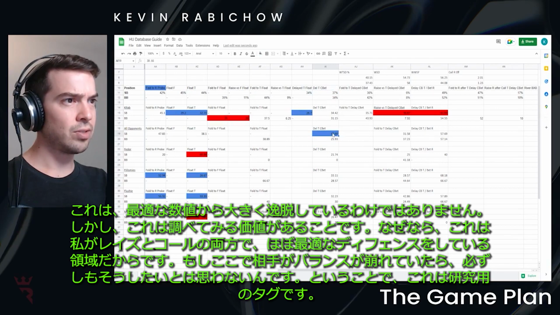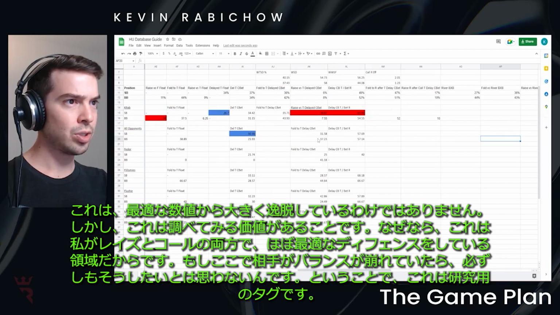This isn't a huge deviation from the optimal number, but this is something worth checking into because this is an area where I'm playing roughly optimal defense, both with raising and with calling. And I don't necessarily want to do that if there's an imbalance here. So that's tagged for research.